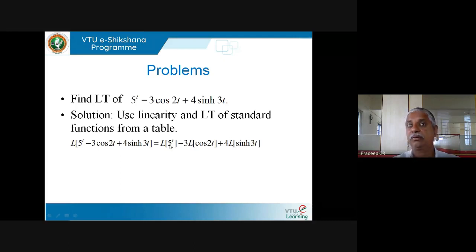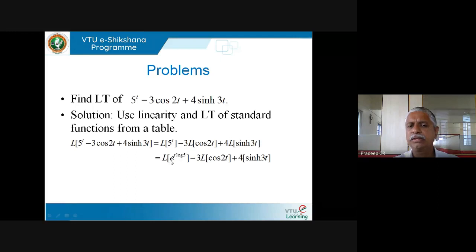T power 5, I know. How do I find 5 power t? Same, how would you integrate or differentiate here? You would put 5 power t equal to y, take the logarithm and do it. No, same thing you do. I won't write all the details. It's written here: 5 power t is the same as e power t log 5.